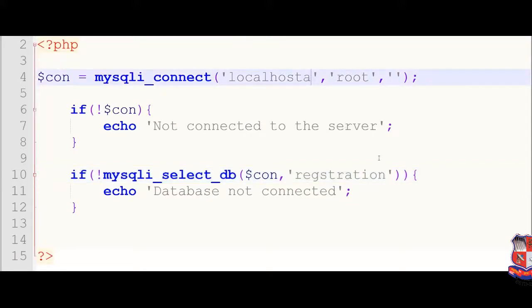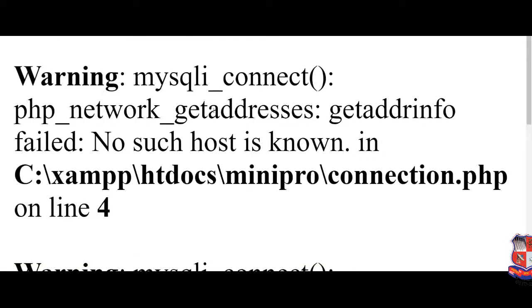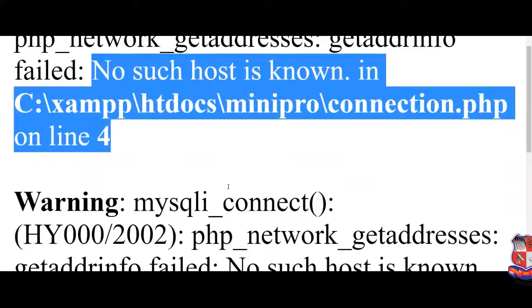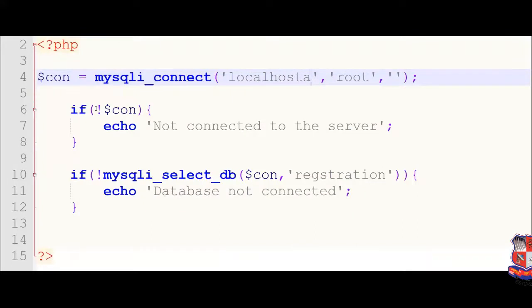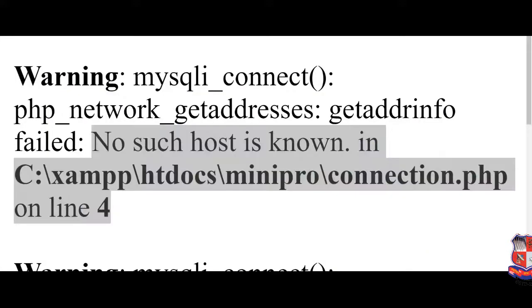Now if I change localhost to something else and check again, it is showing no such host. Because of no such host, it is showing in the connection also. So the main thing is that we can show a specific message here, whether the problem is in the connection of the server or in the connection of the database. But if there is no problem, the output should always remain empty only.